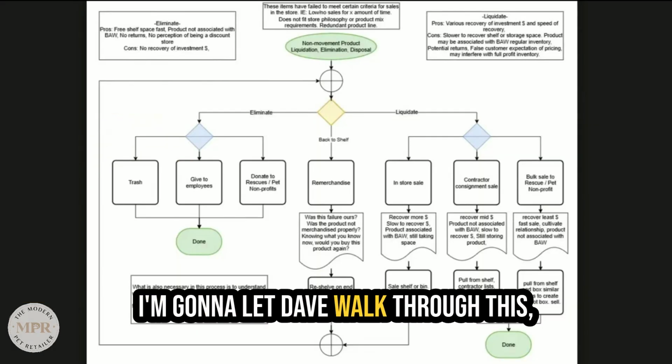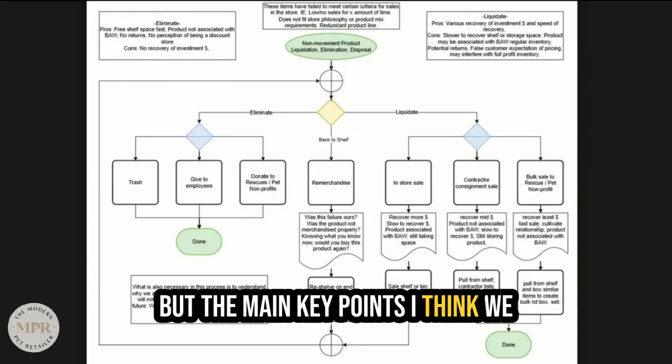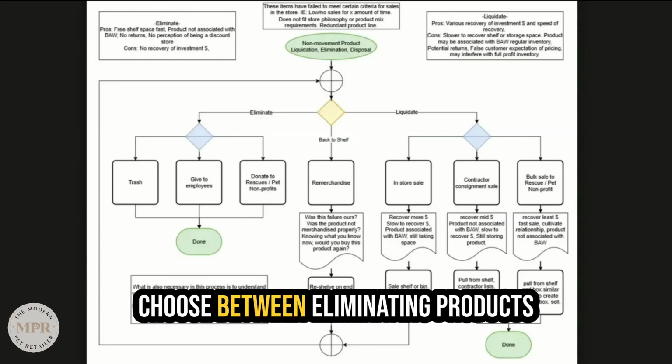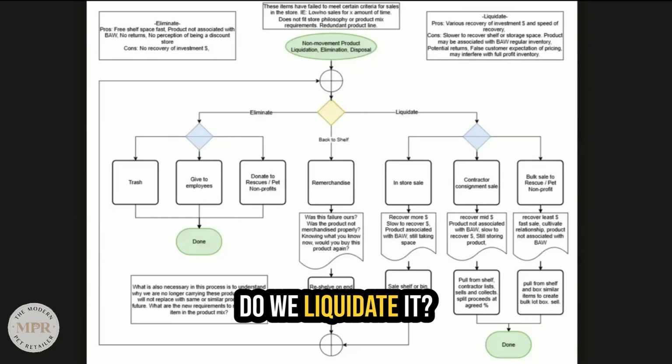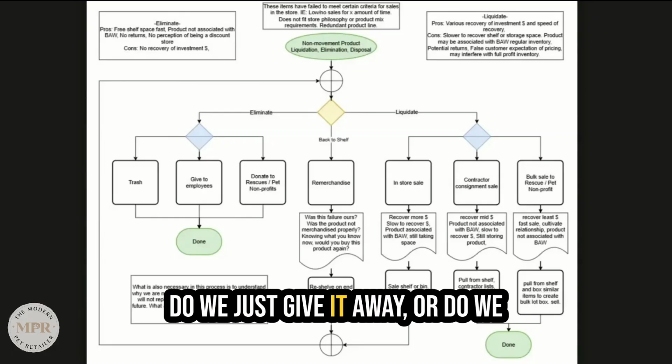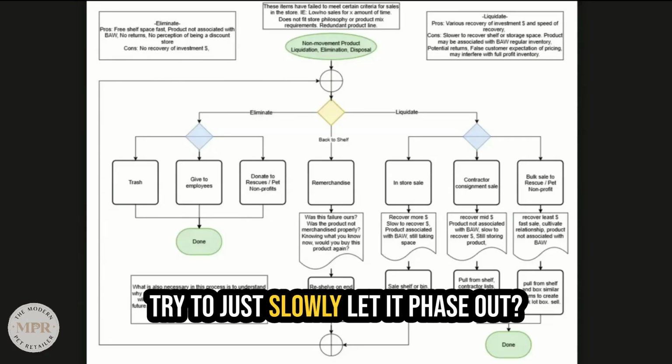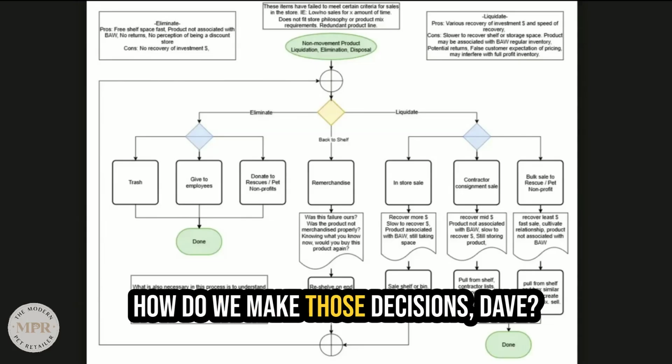All right, I'm going to let Dave walk through this, but the main key points I want to talk about are: how do you choose between eliminating products? Or we've decided to eliminate product, but how do we properly get rid of it? Do we liquidate it? Do we just give it away? Or do we try to just slowly let it phase out? How do we make those decisions, Dave?